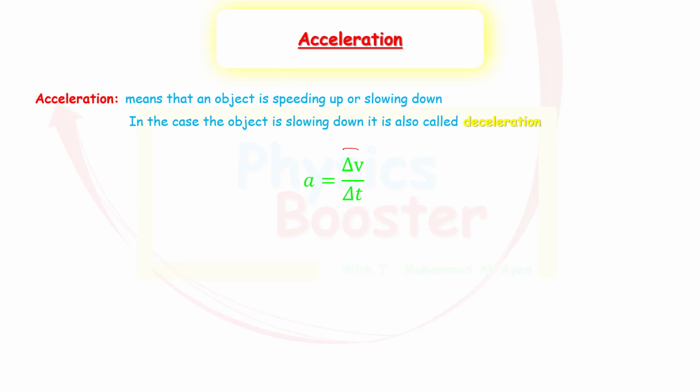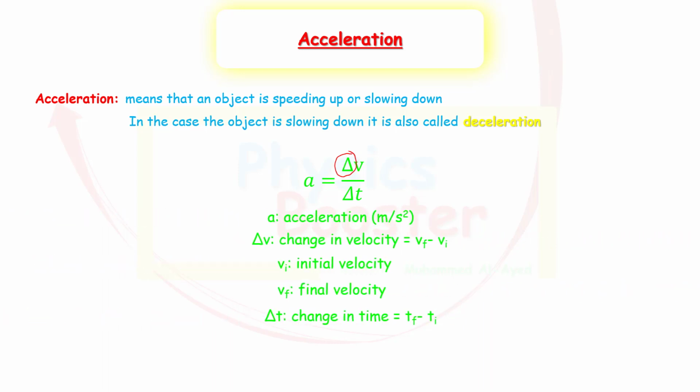And we already introduced delta v, which is the change in velocity. So delta v is the change in velocity divided by delta t, which is the change in time. So acceleration is the change in velocity over time. The unit of acceleration is meters per second squared, okay? How is that possible? Because we know that the unit of velocity is meters per second, and then we divide it by time, which is second. So it means it's meter per second divided by second, so it's meter per second squared.